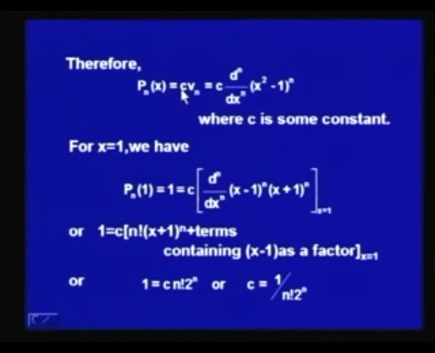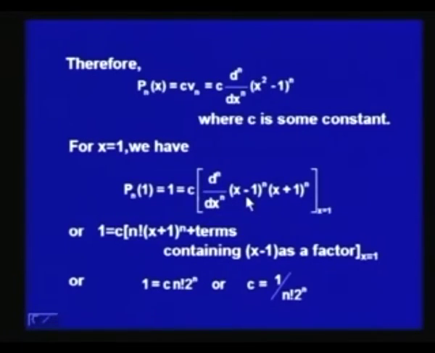So, we have Pn(x) equal to c times Bn, or we can write it as c times d^n over dx^n of (x² − 1)^n, where c is some constant. The value of this constant c is found out using the fact that Pn(1) is equal to 1. When we had defined Legendre's polynomial, there we had assumed that the constant a0 is so adjusted that the value of the polynomial is 1 at x equal to 1. So, making use of that, we will have Pn(1) equal to 1 equal to c times d^n over dx^n of Bn. Bn is (x² − 1)^n.